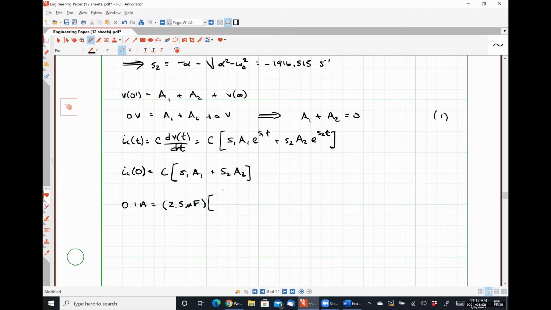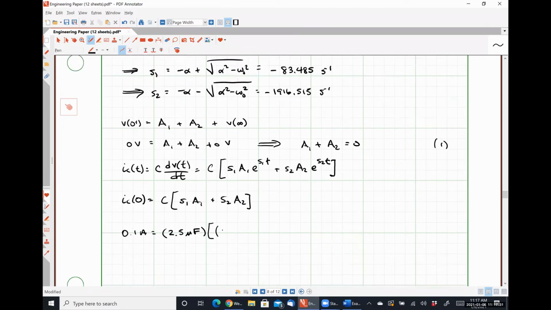Multiplied by S1, which we found to be negative 83.485 per second, times A1, negative 1916.515 per second times A2. This is our second equation, so we have a simple system that we can solve, which is going to give us a particular value for A1.